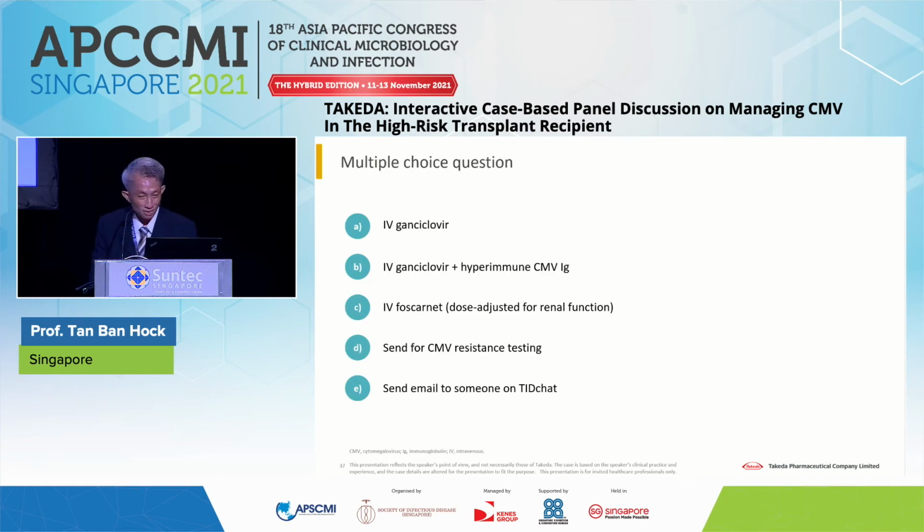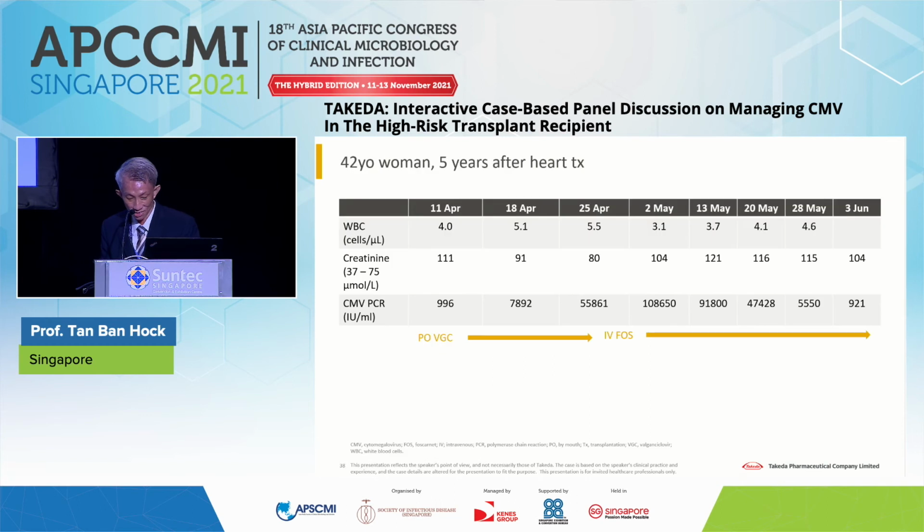I don't think there is a mechanism to vote, but obviously these are some of the options. We could admit her for IV ganciclovir, probably to improve bioavailability. We could admit her, give both IV ganciclovir and hyperimmune globulin. We could give IV foscarnet, of course, although it would have to be dose adjusted for her relatively poor renal function. We could also send for CMV resistance testing, or we could float an email on TID chat.